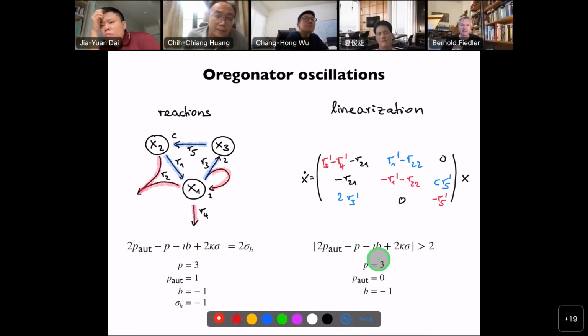oscillations applies. Now, that's not a big surprise because, come on, everybody knew the oregonator was designed to explain oscillations in the Belousov-Zhabotinsky system. Okay? But this is just a test.